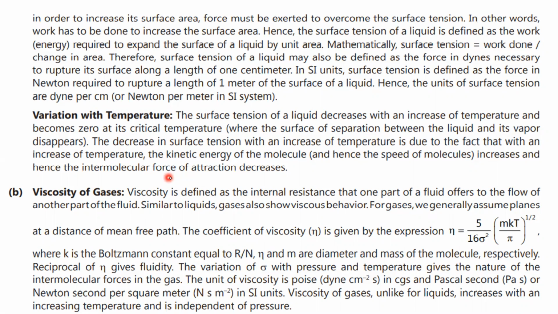Variation of viscosity and surface tension will be asked in competitive exams and entrance exams. What is the variation of viscosity with temperature? Viscosity increases with an increase in temperature, and it is independent of pressure. And what is the variation of surface tension? Surface tension of a liquid decreases with an increase of temperature and becomes zero at its critical temperature. Surface tension increases with the increase of pressure also, whereas viscosity is independent of pressure. So this is viscosity and surface tension of gases and liquids.